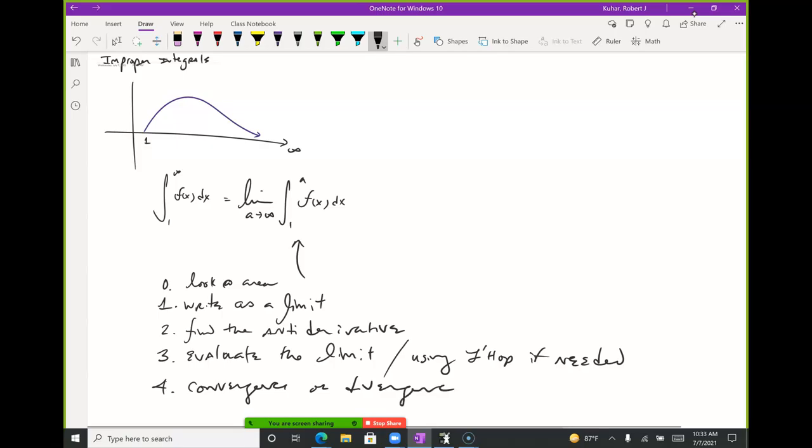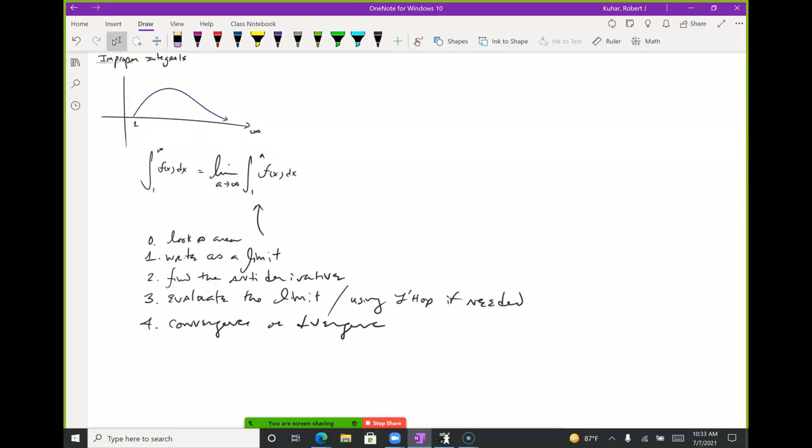And for us, it'll be convergent. It's more interesting for you to tell me the volume than to tell me there is no volume. Better yet, the volume can't be found, right? So that's it for improper integrals.